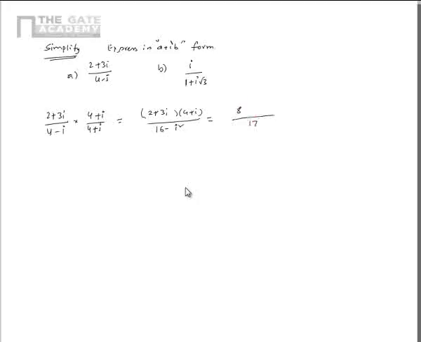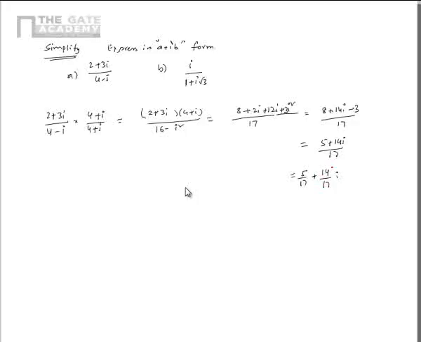So the numerator is 2 times 4, 8, plus 2i, plus 3 times 4, 12i, plus 3i². So this will be 8 + 14i − 3 over 17. So this becomes (5 + 14i)/17. So this is 5/17 + (14/17)i.